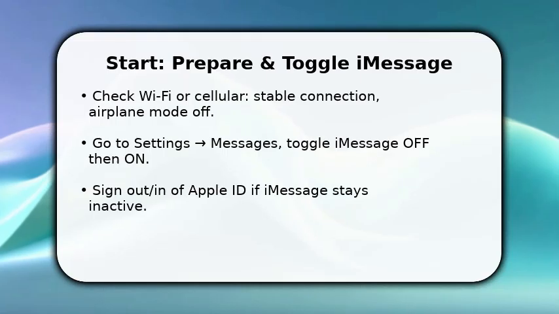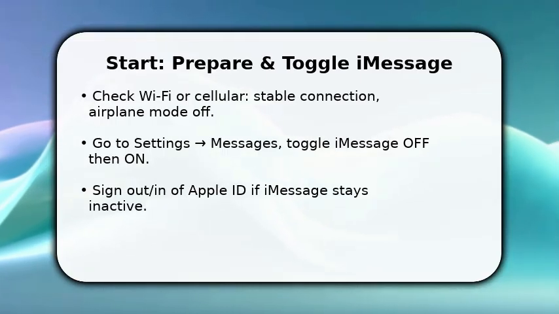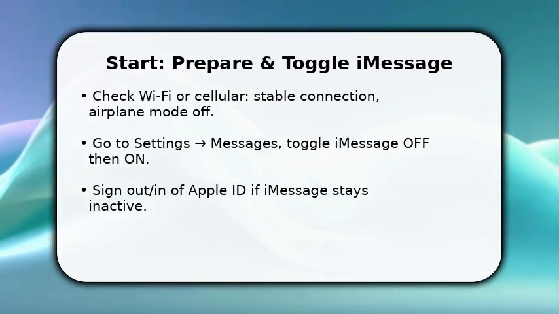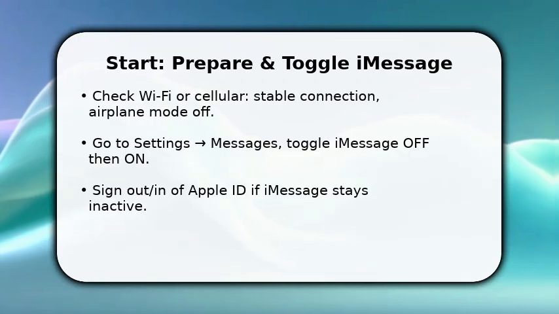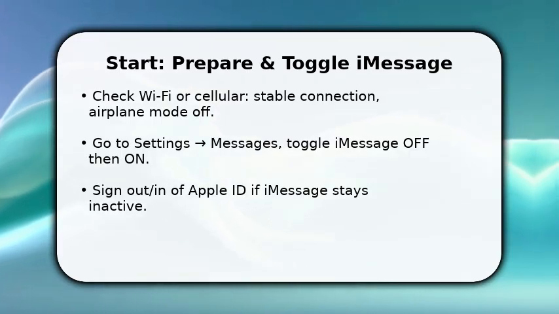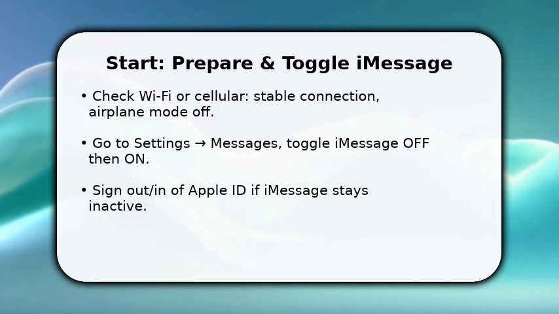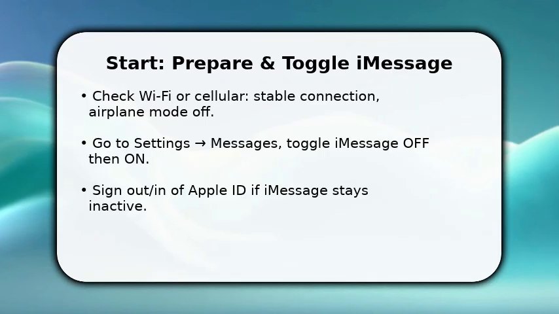You're going to act fast and methodically. First, confirm a working Wi-Fi or cellular signal. Weak networks break iMessage. Once connected, open Settings, go to Messages and toggle iMessage off. Wait 5-10 seconds, then toggle it back on.